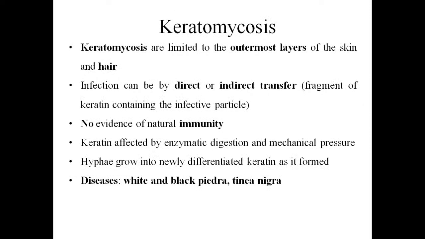The first one is keratomycosis. Keratomycosis are limited to the outermost layers of the skin and hair. Infection can be transmitted by direct or indirect transfer of fragments of keratin containing the infective particle, through a hairbrush, for example, through shoes, if you wear shoes of another person. As there is no evidence of natural immunity, keratin of skin or nail or hair is affected by enzymatic digestion and mechanical pressure of these fungi. Hypha grow into newly differentiated keratin as it is formed. Which diseases? These are white and black piedra and tinea nigra.